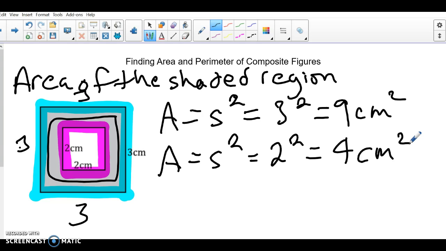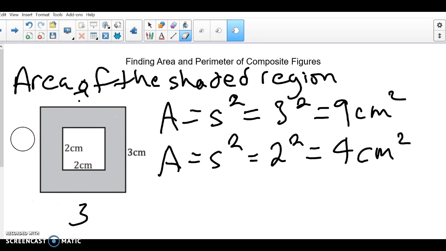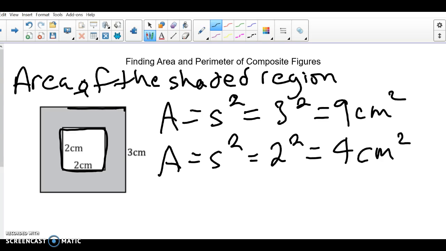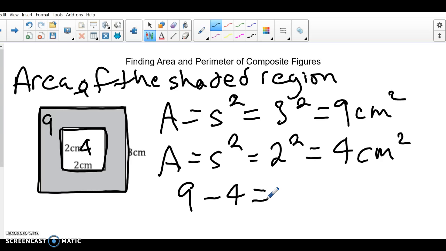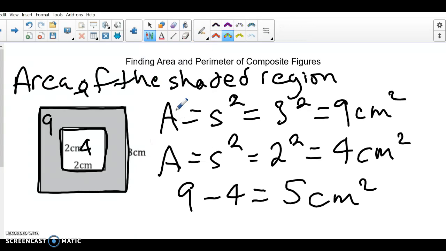Now, recall that 9 is the measure of the whole big square. The whole square has an area of 9. What we want to do is simply find the area of the region that's shaded. So we're going to take 9, which is the area of the entire square, and then we're going to take 4, which is the area of the small square, and we're going to subtract them. So 9 minus 4 is going to give us 5. So 5 centimeters squared is the area of our shaded region.